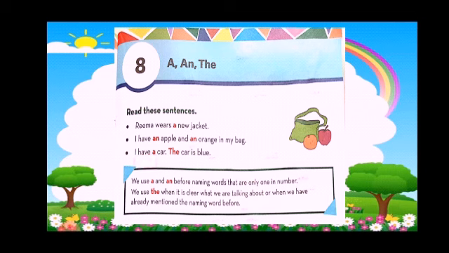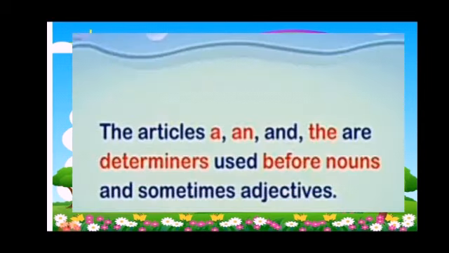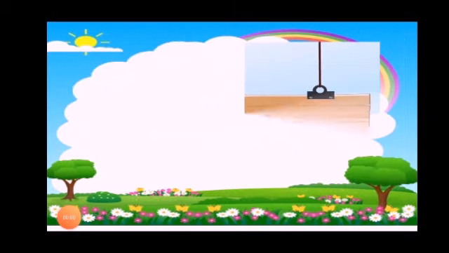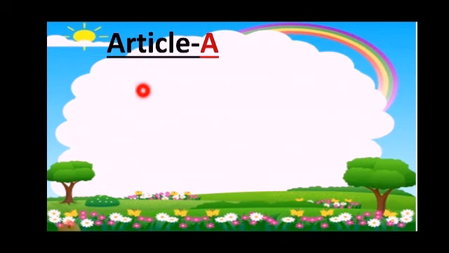Now students, in these sentences we used a, an and the. So let's see how it is used and what are the rules for this. The articles a, an and the are determiners used before nouns and sometimes adjectives. Now, first we will learn about articles A and AN. So let's learn. Article A.